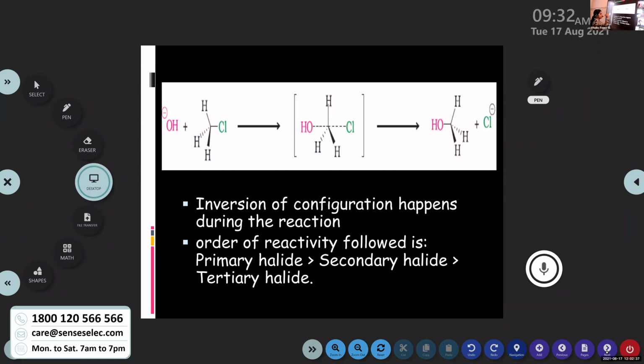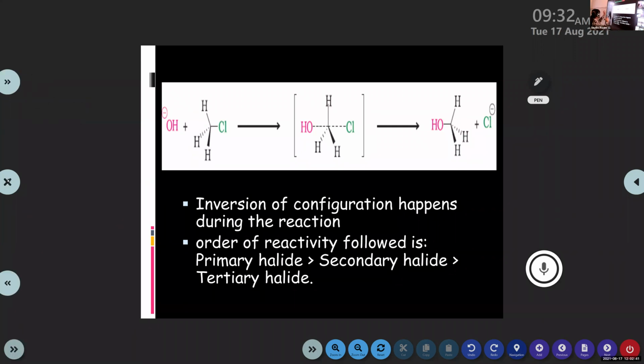Here you can see the three hydrogen atoms are on the left side, right? And when the incoming nucleophile attacks this substrate, these hydrogen atoms start moving away from the incoming nucleophile. In the second step, you can see all three hydrogen atoms are in the same plane. And in the final product, all these hydrogen atoms are in the opposite position to the incoming nucleophile.